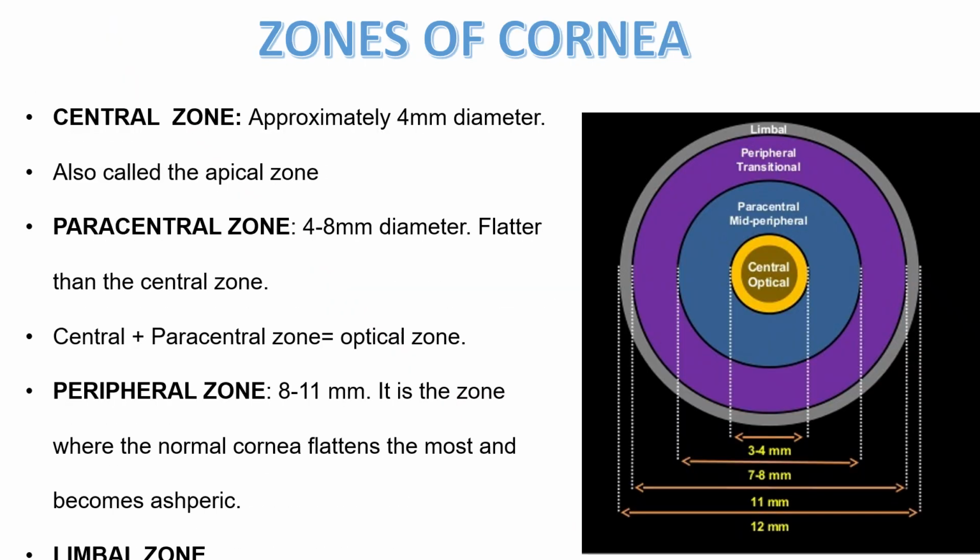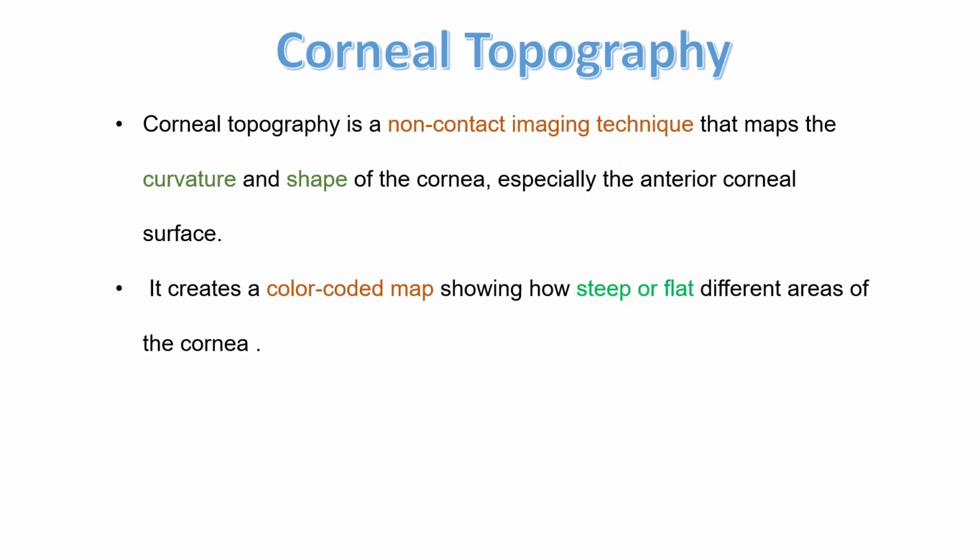If we look at the zones of the cornea, the central zone is approximately 4 mm in diameter, and the paracentral zone is 4.8 mm. The peripheral zone is 8 to 11 mm. It is the zone where the normal cornea flattens the most and becomes aspheric. And the last is the limbal zone.